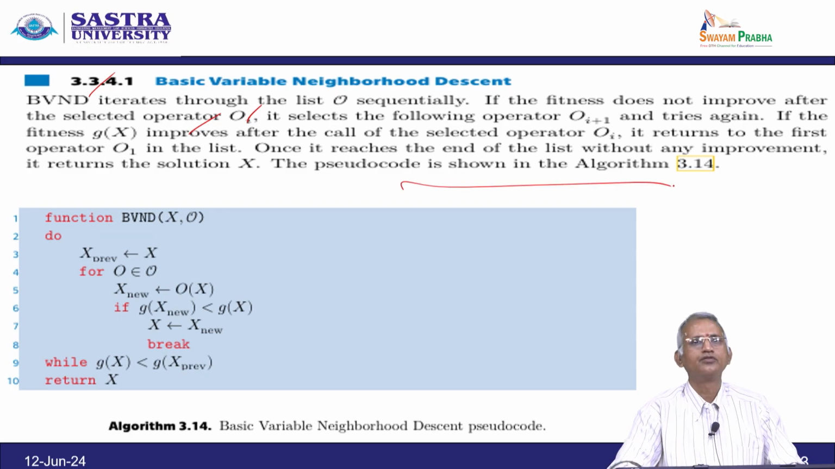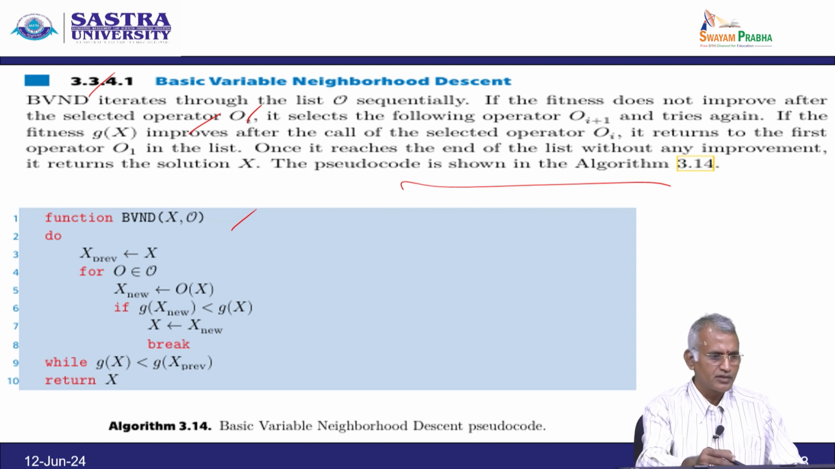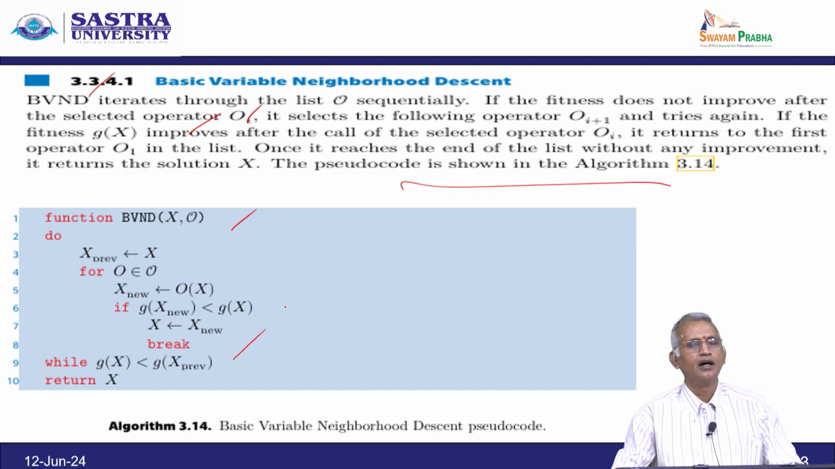The pseudocode is shown in the algorithm. This is the basic variable neighborhood descent pseudocode. Function BasicVND: x previous is x; for o in O, x new is o of x; if g of x new is less than g of x, then x is x new, and break; so that if g of x is less than g of x previous, then return x. This is the pseudocode of the BVND, that is basic variable neighborhood descent.